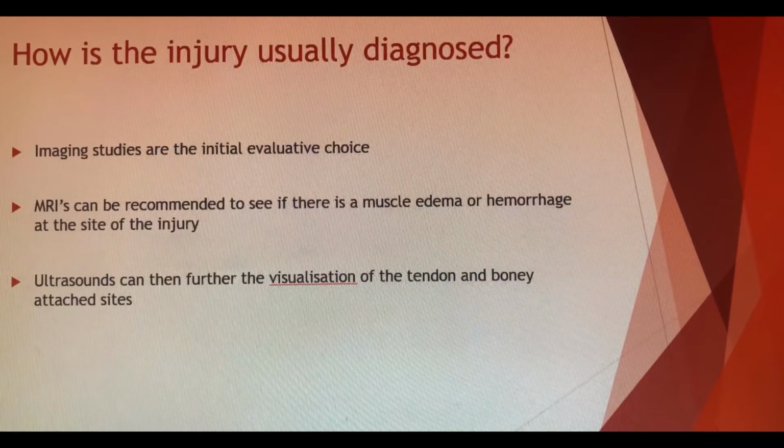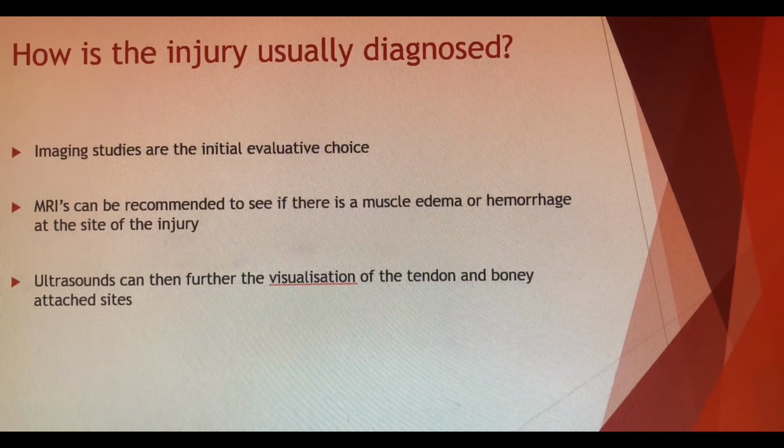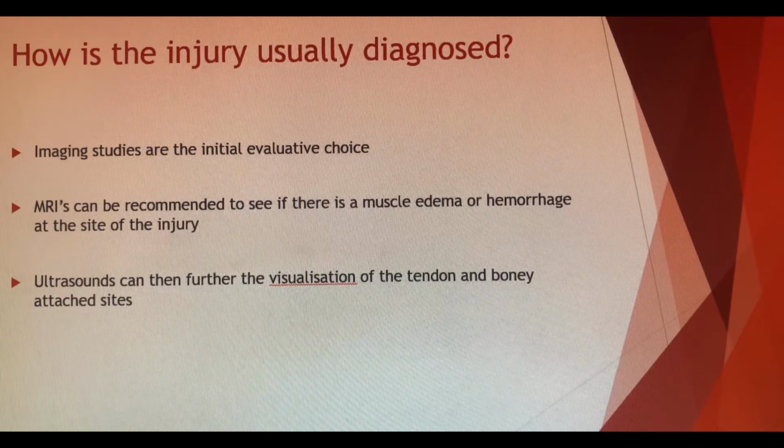How is the injury usually diagnosed? Imaging studies are the initial evaluative choice of suspected adductor strain, with anteroposterior views of the pelvis and frog-leg views of the affected hip recommended. These images can also be used to diagnose other forms of groin pain such as osteitis pubis, avulsion fractures, and pelvic or hip stress fractures.